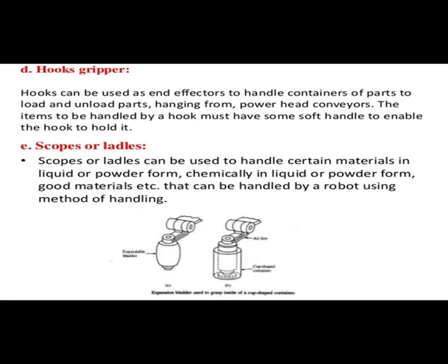Hooks can be used as end effectors to handle containers of parts and to load and unload parts hanging from overhead conveyors. Usually the items to be handled by a hook must have some sort of handle to enable the hook to hold it.